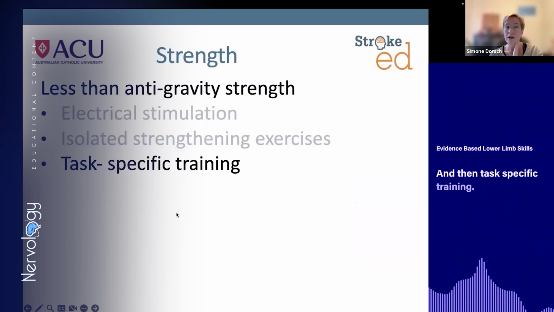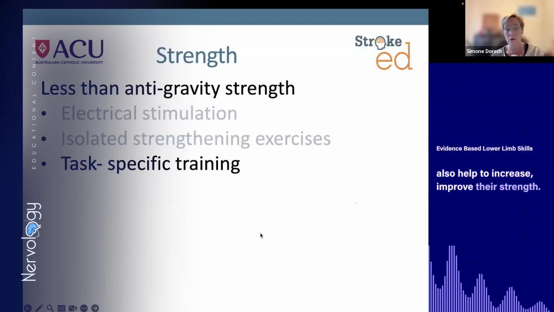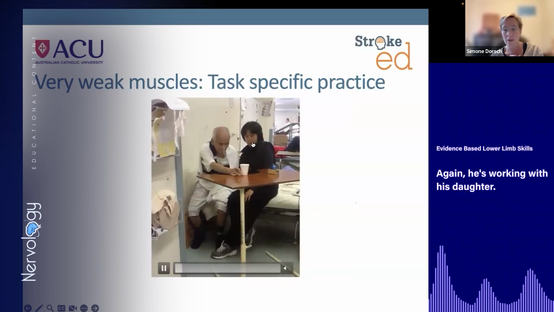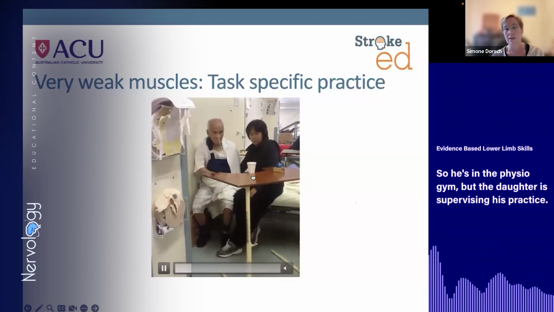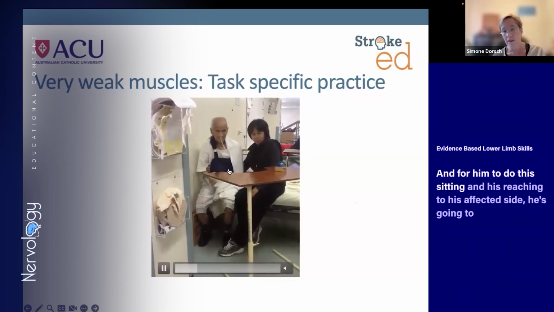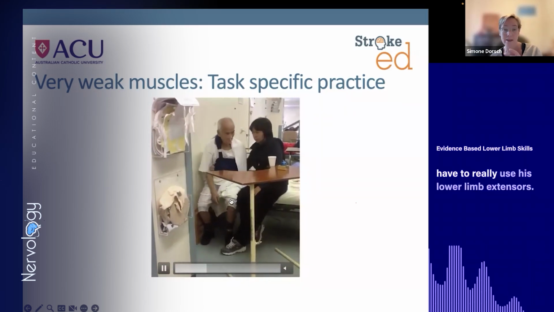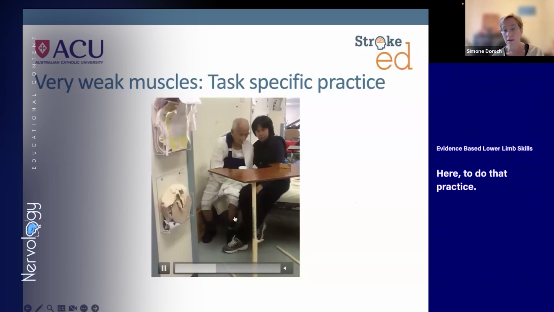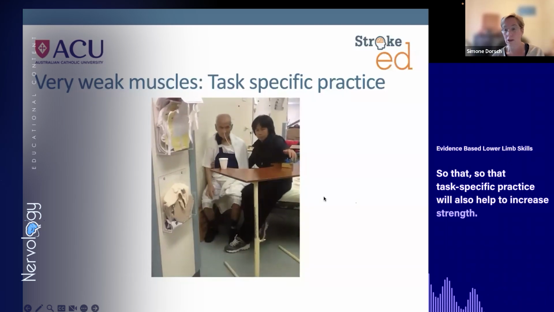And then task-specific training, we know that if people with very weak muscles do task-specific training, that will also help to improve their strength. So here you see Mr. Lee. Again, he's working with his daughter. So he's in the physio gym, but the daughter is supervising his practice. And for him to do this sitting and reaching to his affected side, he's going to have to really use his lower limb extensors to do that practice. So that task-specific practice will also help to increase strength.